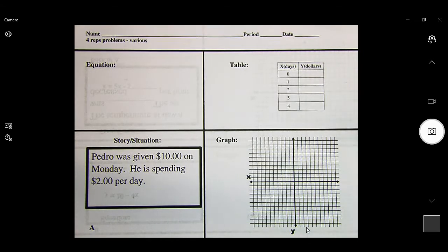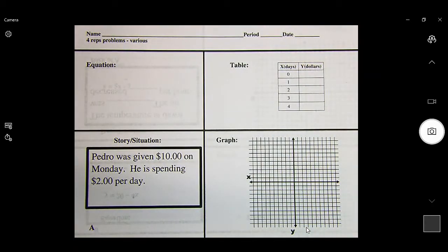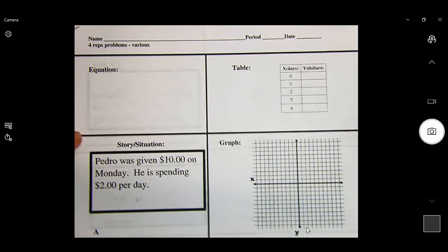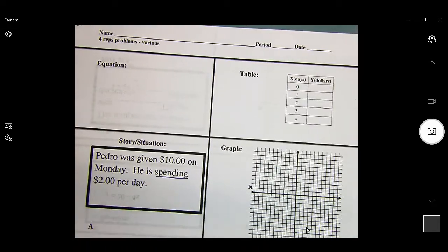It's also pretty basic. So our situation here is what we've been given, and we need to figure out our equation, the table, and the graph. Okay, so our scenario is Pedro was given $10 on Monday. He is spending $2 per day. So yes, it's $2 per day, but we have to think about what the word spending means. Okay, that means that his balance, his amount of money is going down $2 per day.